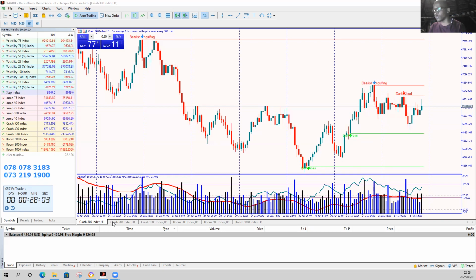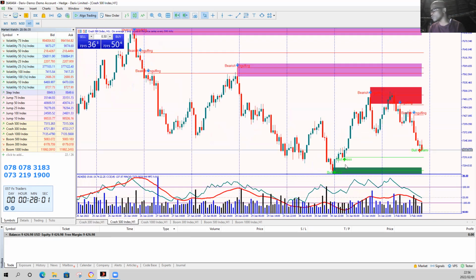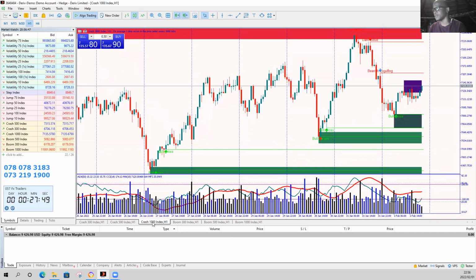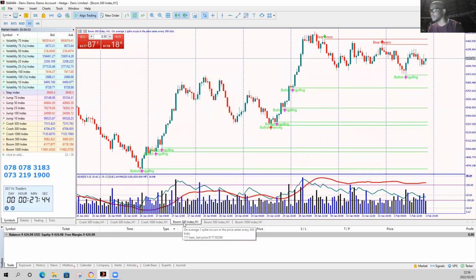It's not only those. There's also the harami, like this one is a bull harami. And there's a lot more. There's also the bull piercing or the bearish piercing. It's just that I don't see them on the current graphs. But when you have this software, you will see all of those little good things.